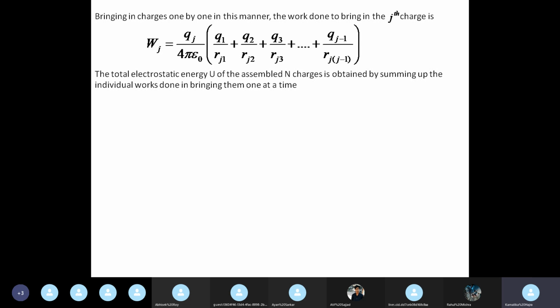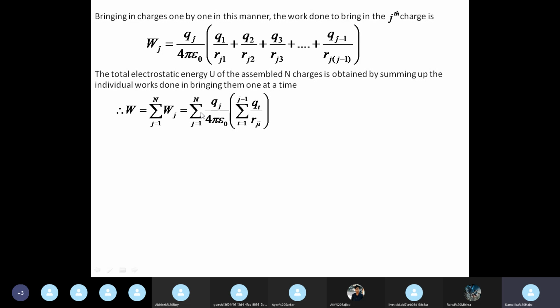So first charge, no work, W1 equal to 0. Second charge, W2. Third charge, W3. In this manner, jth charge, Wj. So total work done W is equal to summation of Wj, where j runs from 1 to n, and you are trying to bring in n charges together.